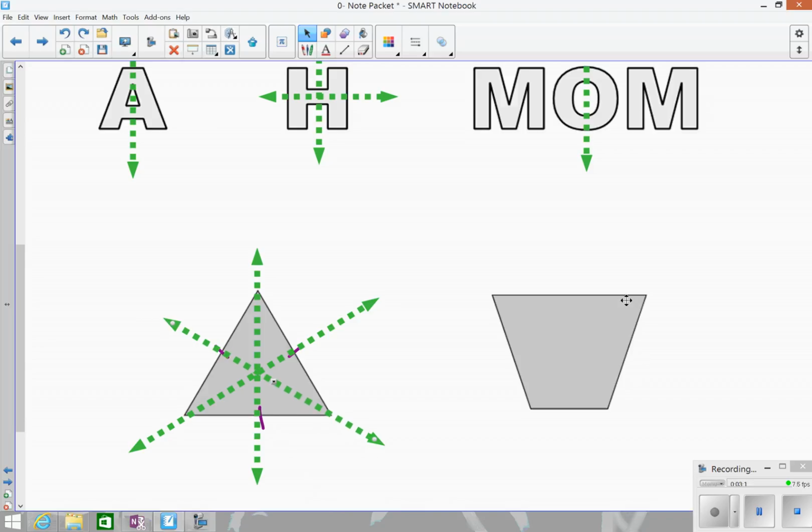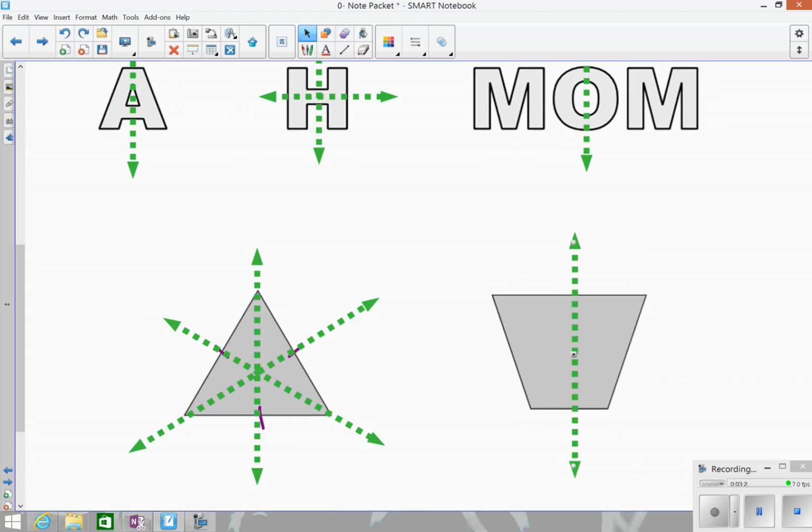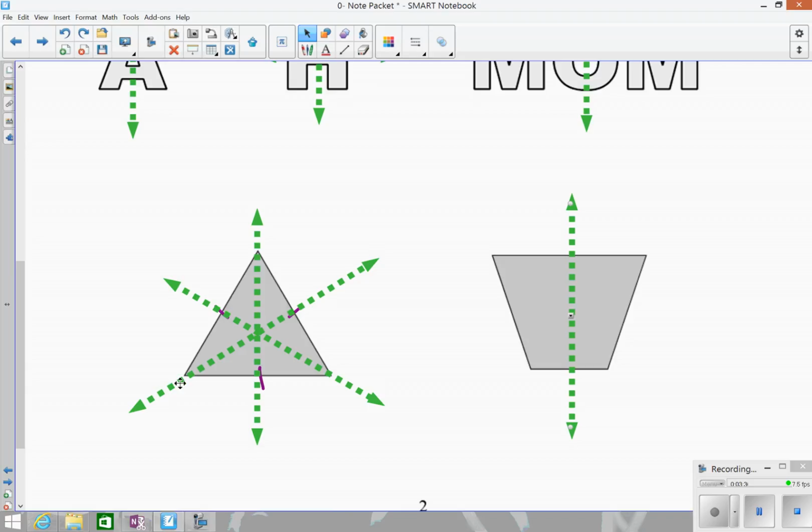And then the last one here, I have a vertical line of symmetry that would go right through the middle. So you could fold along this vertical line and the left side would match up with the right side. And the lines of symmetry don't have to be dotted. It's just a segment, it can be a line, it can be solid, it doesn't make any difference. You're just sketching them in.